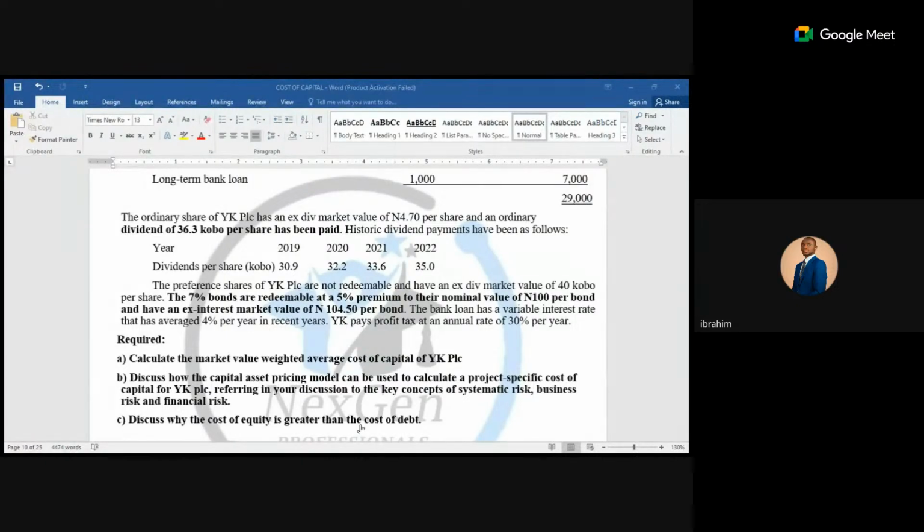Okay, we are good. So the B part of this question says that you should discuss how the capital asset pricing model can be used to calculate project specific cost of capital. This is another part of cost of capital. We'll get there. Hopefully next week we should start this project specific cost of capital. I believe you will still enjoy the class because it's practical.